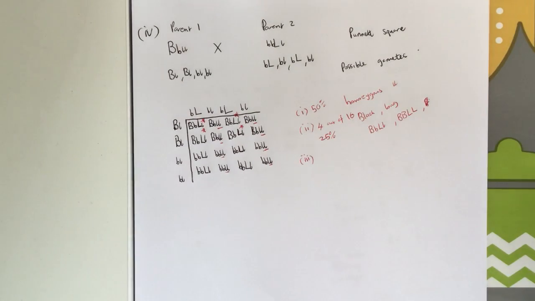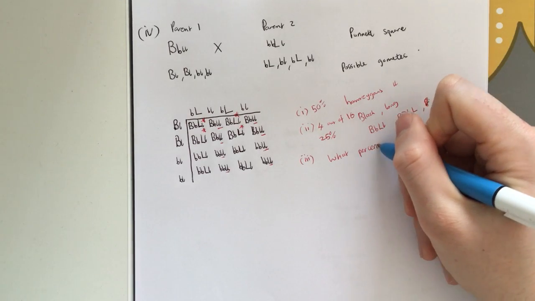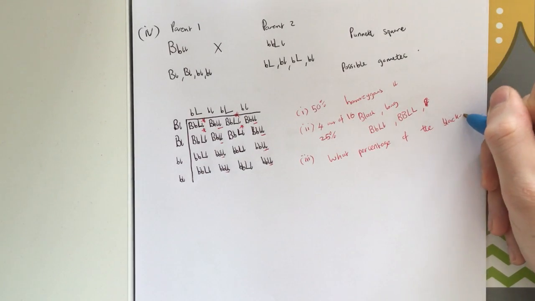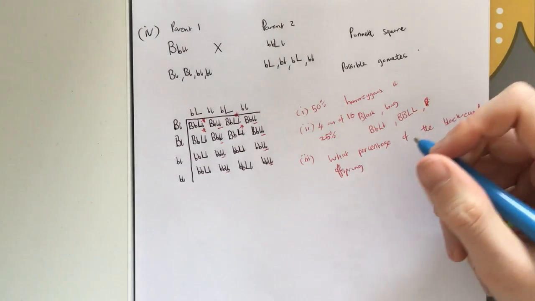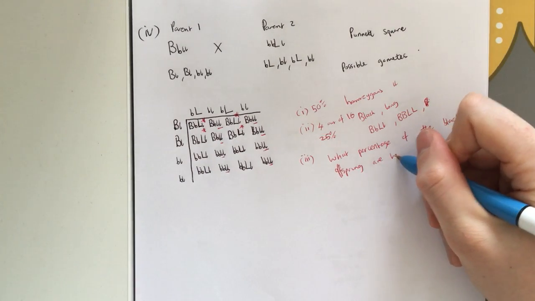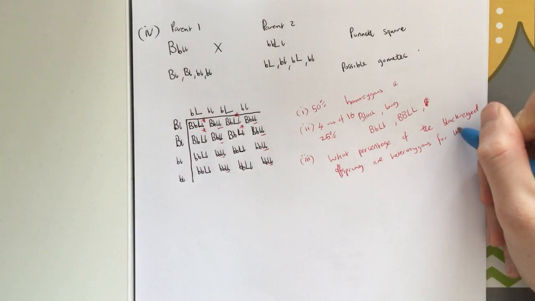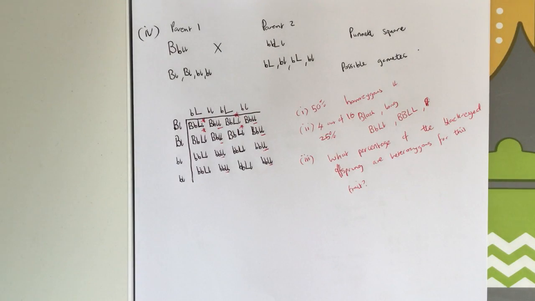Part 3. Now, part 3, I was looking at this myself in my own time. It says, what percentage of the black-eyed offspring are heterozygous for this trait? Okay, so for this trait. What percentage of the black-eyed offspring are heterozygous for this trait?